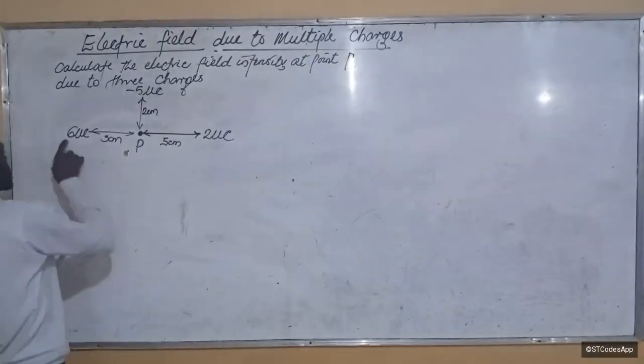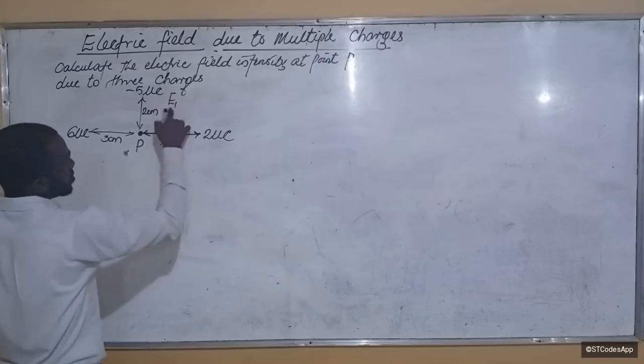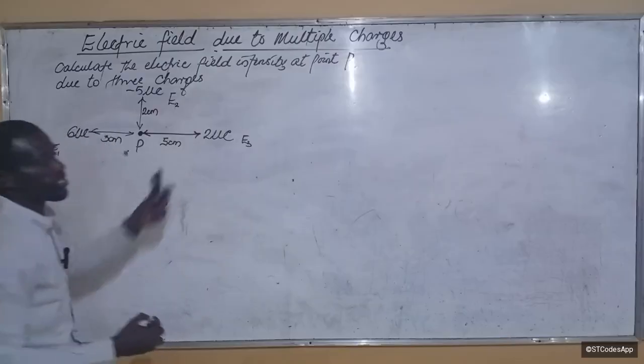So let us start from this one. Let's call this E1. Let's call this electric field intensity 2, E2. This will be E3, due to charge 3.